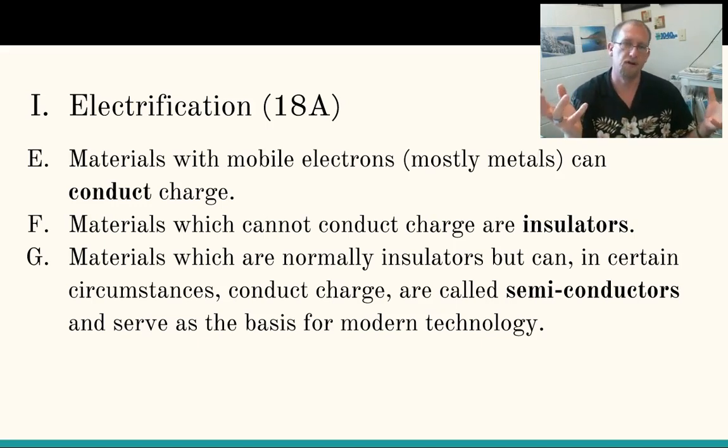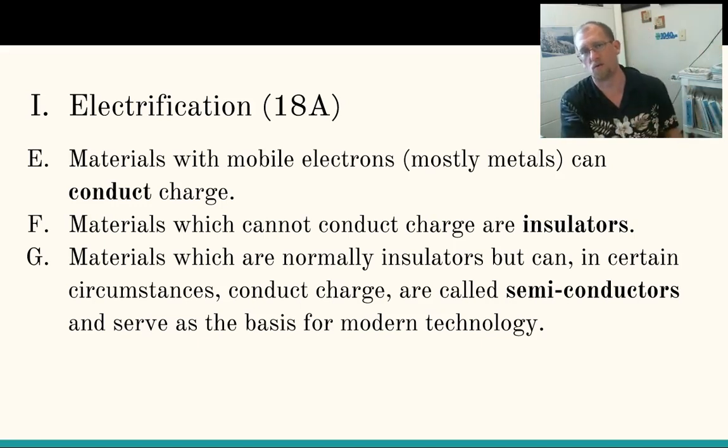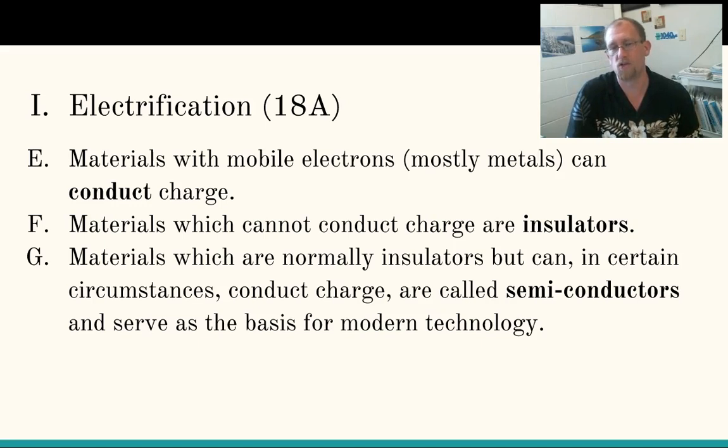So it doesn't have free electrons that it can pass down the line and have something jump off the other end and so conduct the charge. And then there are some materials that are insulators, except in unique circumstances when they can be tricked or fooled into conducting electricity. And those materials we call semiconductors because they're not normally conductors, but they can be made to be conductors. And semiconductors, their discovery led to the technological revolution.